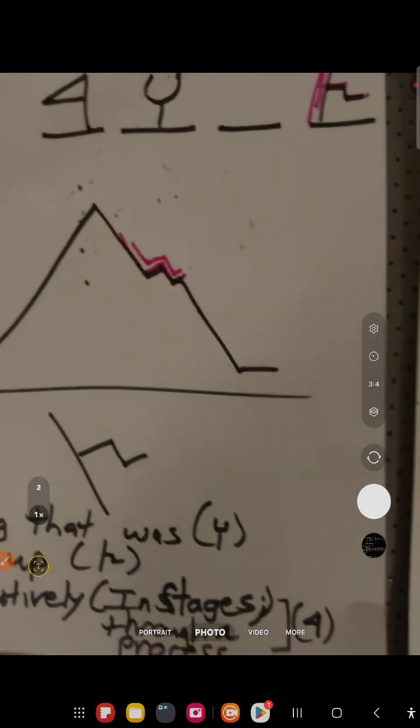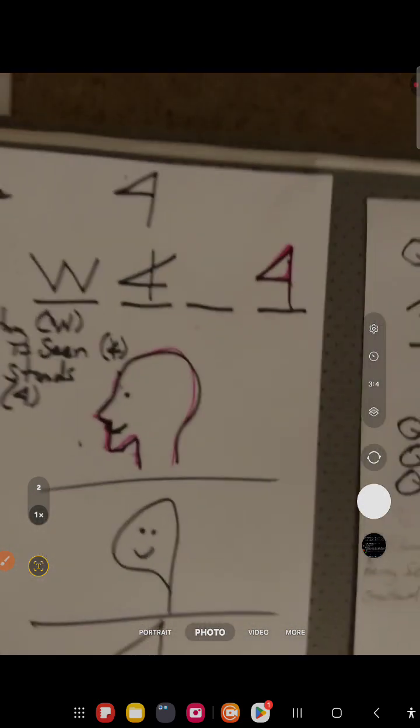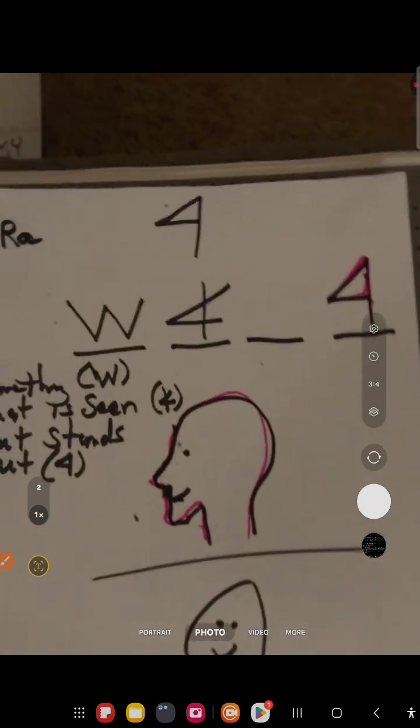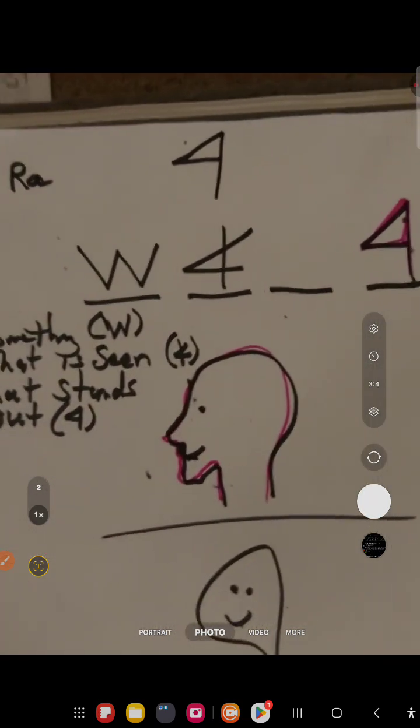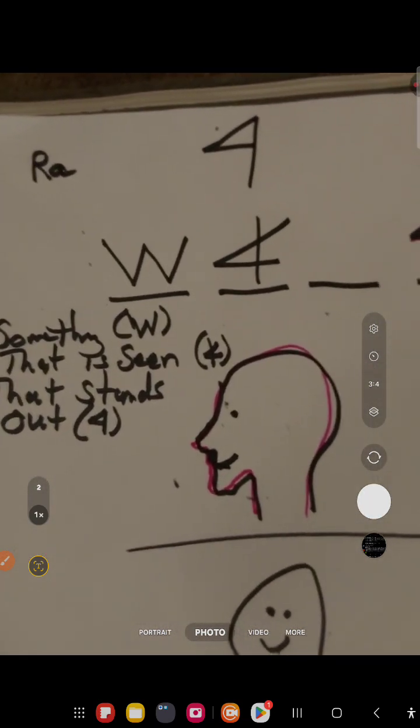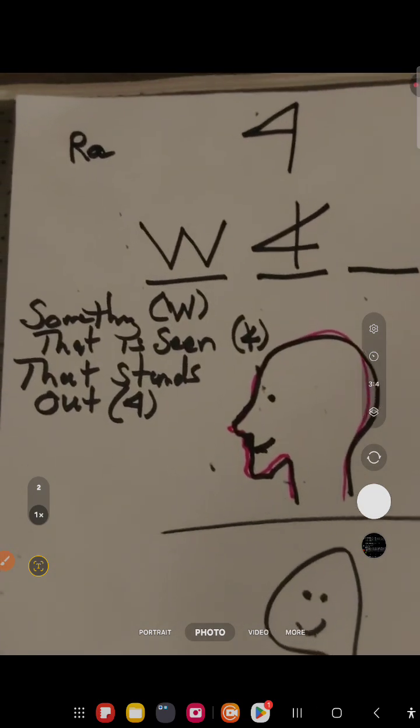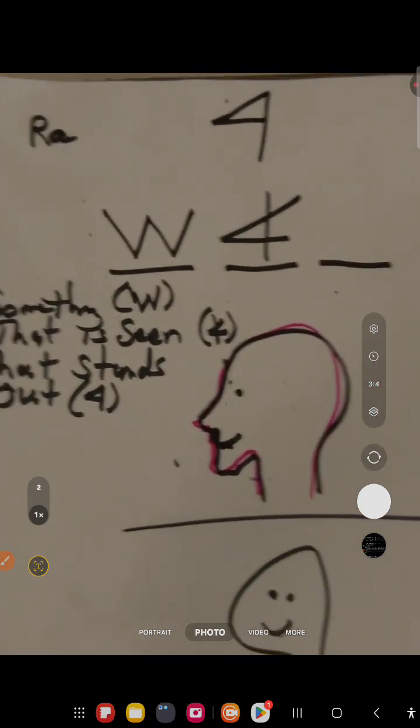Anywho, moving right along, we have Ra. Where did Ra come from? Ra came from the head of a person, the head of a thing and whatnot. So it literally means something that is seen that stands out.